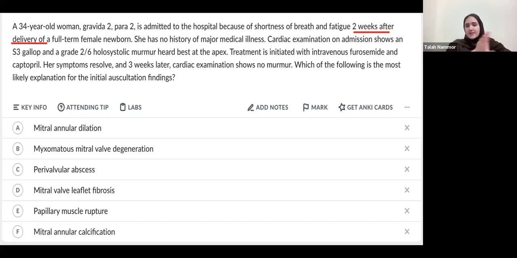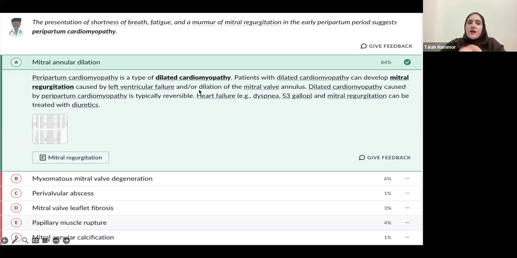Someone said A, mitral annular dilation. Do you agree? This is cardiomyopathy due to pregnancy. And what kind of cardiomyopathy happens after pregnancy? A, right. So it's dilated cardiomyopathy. This is called peripartum cardiomyopathy, which is dilated cardiomyopathy. I just wanted you to know peripartum cardiomyopathy equals dilated cardiomyopathy. So if you see a lady who already gave birth and she arrives soon after giving birth with symptoms of the heart, just know it's dilated cardiomyopathy. Is it clear?